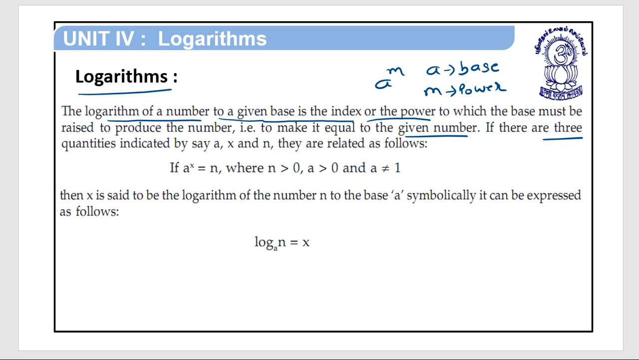If there are three quantities indicated by a, x, n, they are related as follows. If a raised to x is equal to n, where n is greater than 0, a is greater than 0, and a is not equal to 1, then x is said to be the logarithm of the number n to the base a. Log n to the base a.